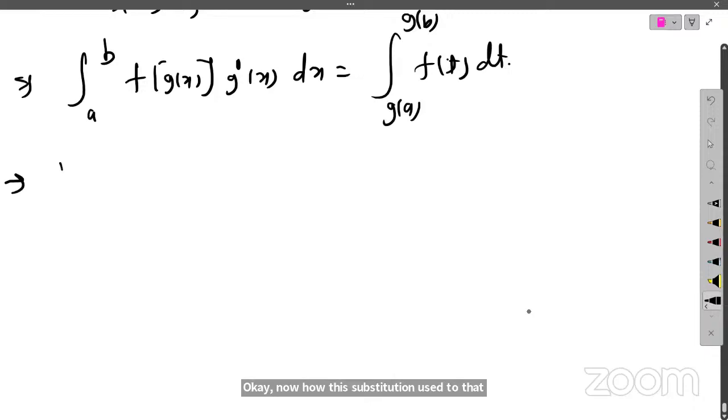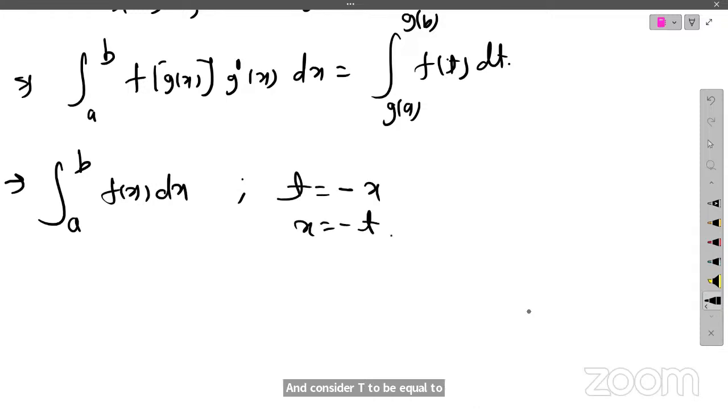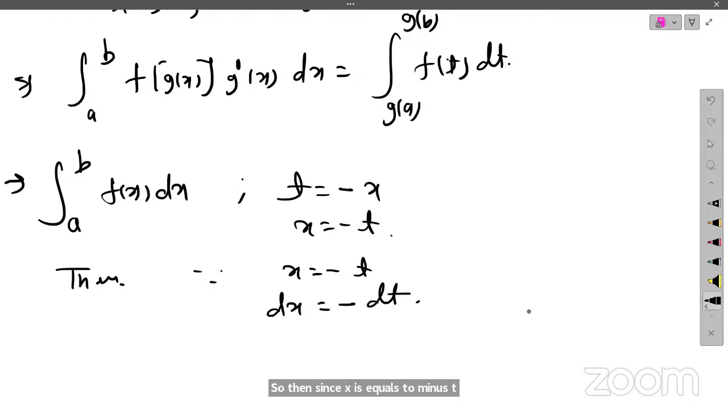Okay, now how does this substitution yield that particular result? Consider the integration a to b f of x dx, and consider t to be equal to minus x, or x to be equal to minus t, right? Then since x is equal to minus t, dx is equal to minus of dt, correct? And the limits will change. So if x is equal to a, then t will become minus a.